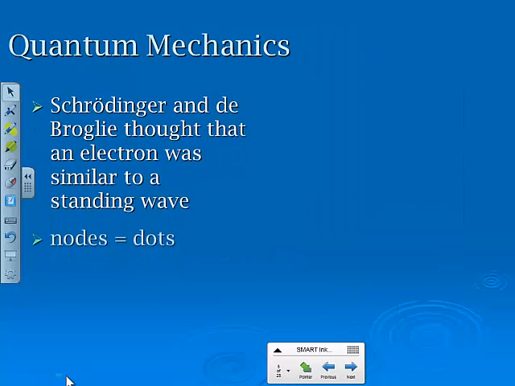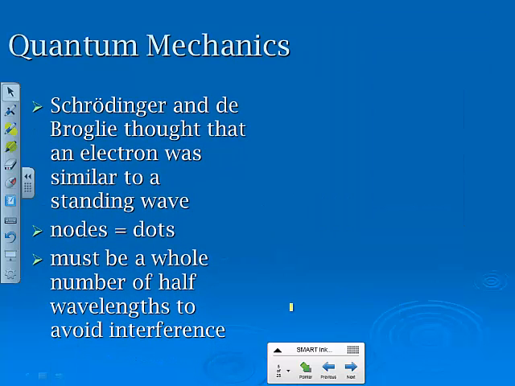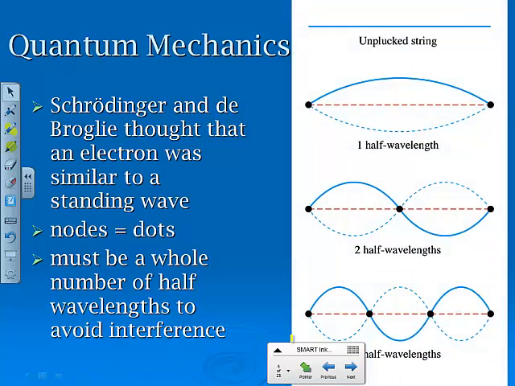Now with quantum mechanics, this is going to take us a little bit further here, and I'm just giving you the basics. We don't have to really know too far in depth. But Schrodinger and de Broglie thought that an electron was similar to a standing wave. Each node, or dots, must be a whole number or half wavelengths to avoid interference. So they had to completely interact and get to the whole or half number in order to avoid complete interference with some of the math.